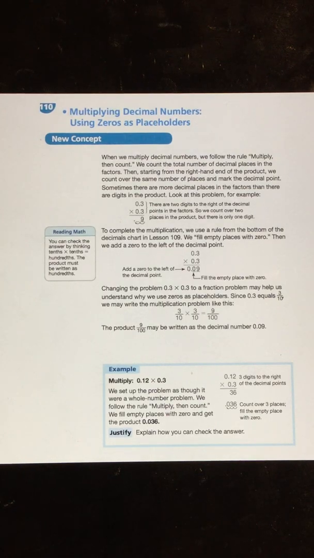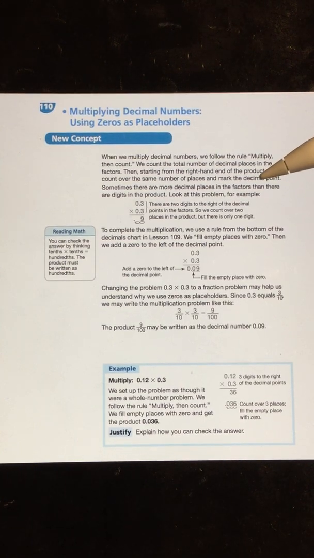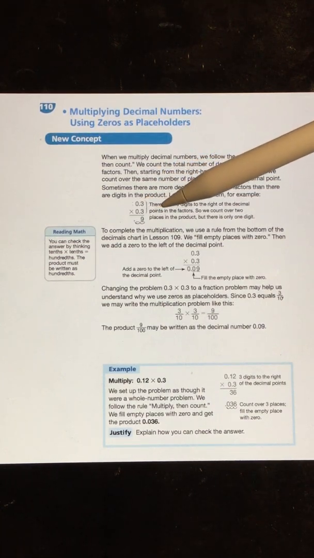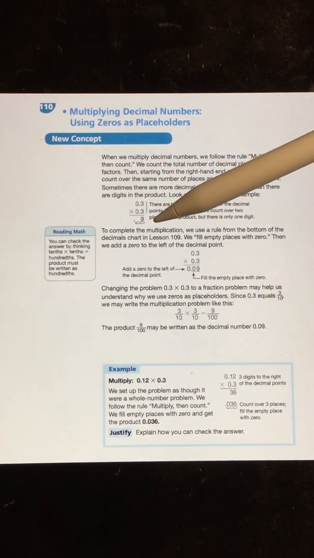We are talking about multiplying decimal numbers today using zeros as placeholders. When we are multiplying decimals, yesterday we talked about the fact that we need to multiply, then count, right? We have to count the number of places, how many digits we have to the right of the decimal. And then when we go to put our decimal number, we go from the right.